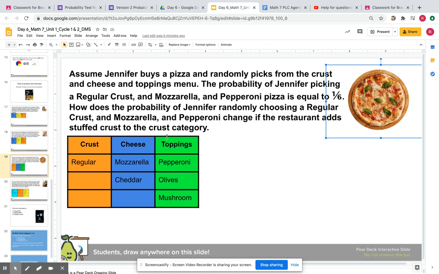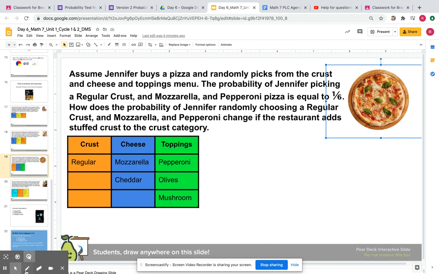So let's go ahead and I'll actually read it to you. Assume Jennifer buys a pizza and randomly picks from the crust and cheese and topping menu. The probability of Jennifer picking a regular crust and mozzarella and pepperoni pizza is equal to 1/6. How does the probability of Jennifer randomly choosing a regular crust and mozzarella and pepperoni change if the restaurant adds stuffed crust to the crust category?